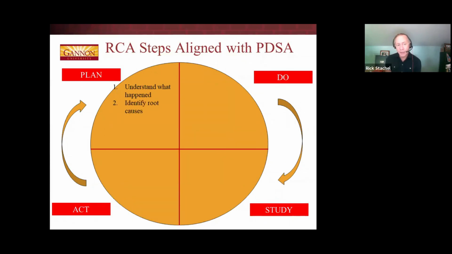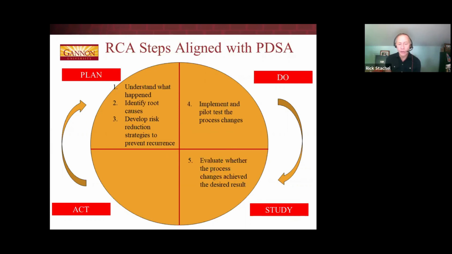You understand what happened, identify the root causes, number 2, right? And so it comes in there. Develop risk reduction strategies to prevent that reoccurrence. And it's really important to do that. You're planning up front because you don't want anything else to happen. And then you implement and pilot test the process changes, and then evaluate whether those have achieved the desired result, and then make the process changes permanent, right?